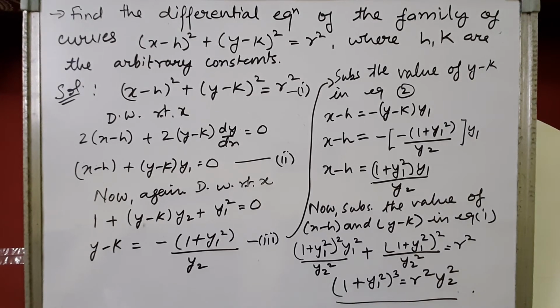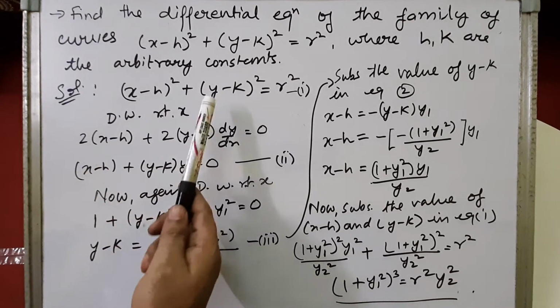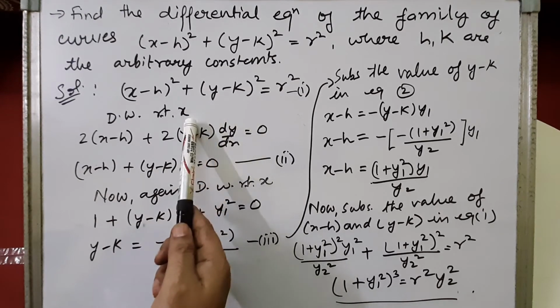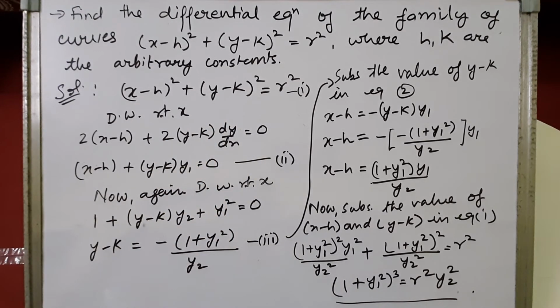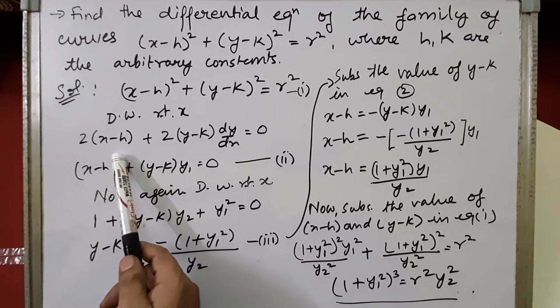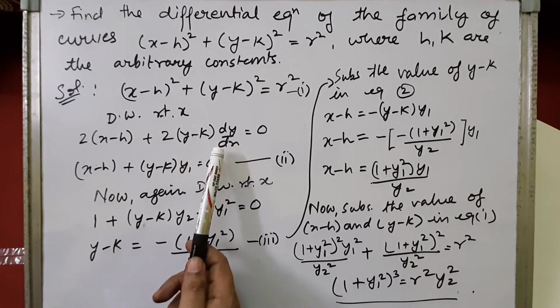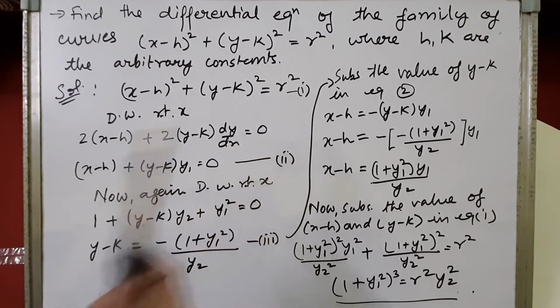Now how many arbitrary constants do we have? We have two arbitrary constants. That means we will be obtaining a differential equation of order 2, right? Now this is the equation of the family of curves. So let's differentiate this equation with respect to x first. Here we'll get 2(x − h) + 2(y − k) dy/dx = 0. The derivative of r² will be 0.